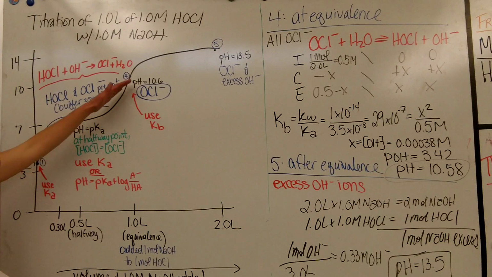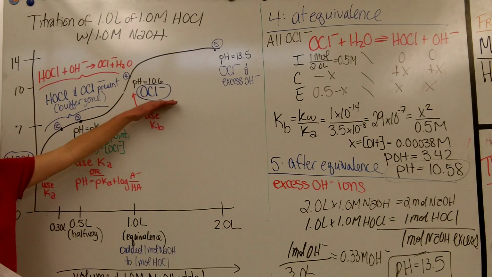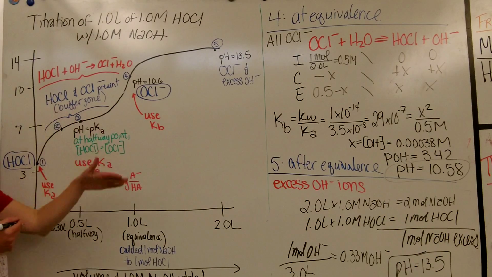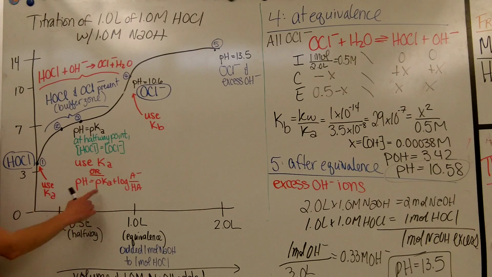At equivalence, you're going to use the Kb value, and keep in mind what you have is the conjugate base. If you're somewhere in between, you've got both the weak acid and the conjugate base. So at that point, you could use pH equals pKa plus log A over HA, or you can also use your ICE chart and the Ka value to solve it as well. Either one of those methods would work.